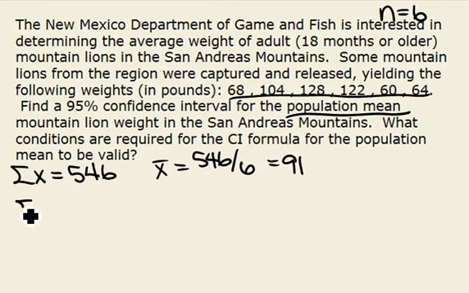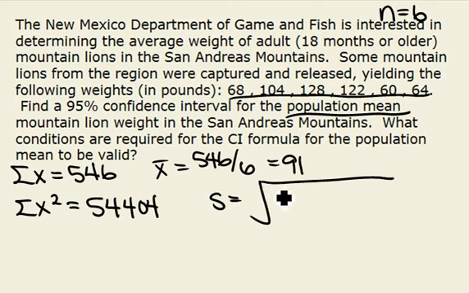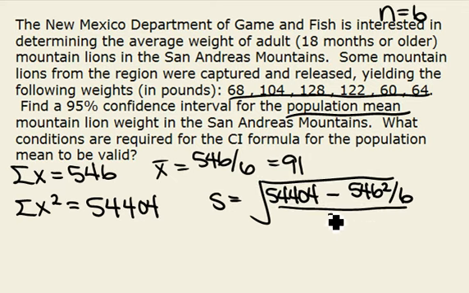We also need our sample standard deviation, and for that we also have to get our sum of x's squared. So if you take 68 squared plus 104 squared plus 128 squared and so on, you'll get a sum of x's squared of 54404. So s here would be equal to the square root of 54404 minus the sum of x's, which was 546, squared. That number gets divided by n of 6, and we divide everything by n minus 1, which is 5. And so what you should get for your s here is 30.718.